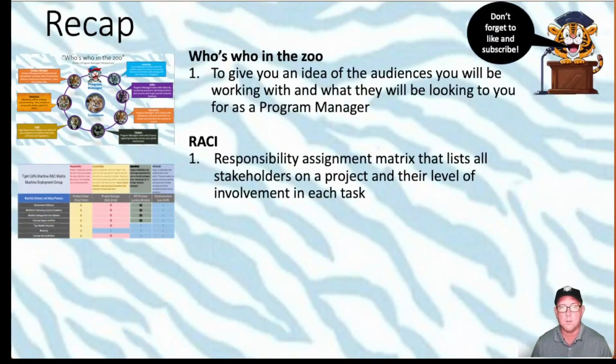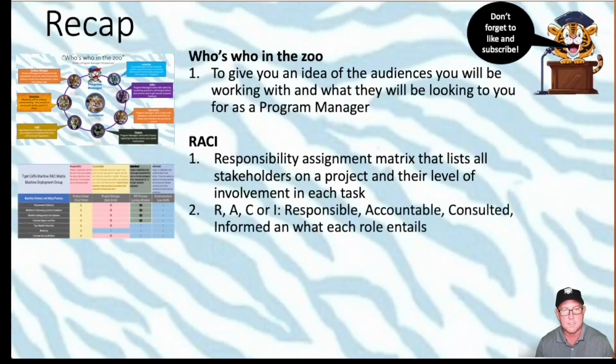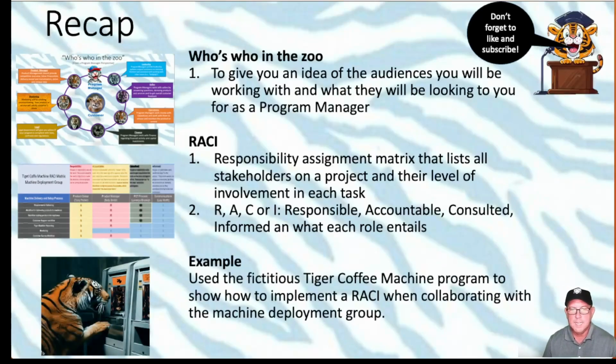Then we covered a RACI, which is a responsibility assignment matrix, and we saw how different stakeholders on our project and their level of involvement for each task. We assigned them a letter, R, A, C, or I, responsible, accountable, consulted, and informed, for each role that they were involved in. Remember, somebody can have two. They might only have one as accountable, but they could have responsible and consulted. And we created this fictitious program called the Tiger Coffee Machine, a program to show how we implemented the RACI with collaborating with other people or groups.